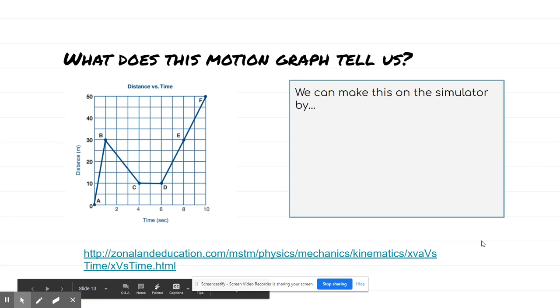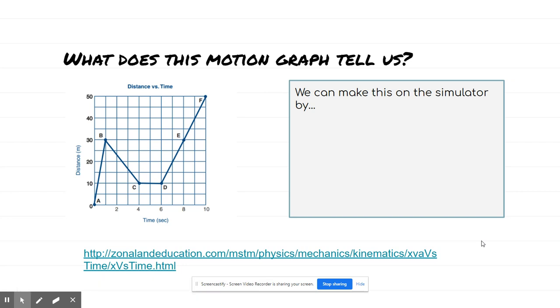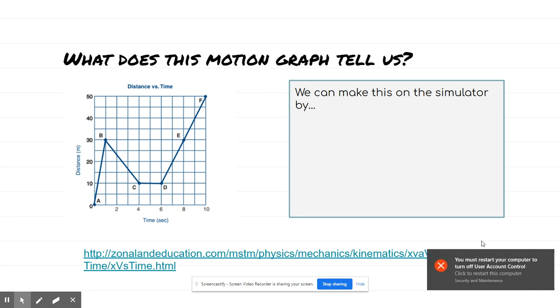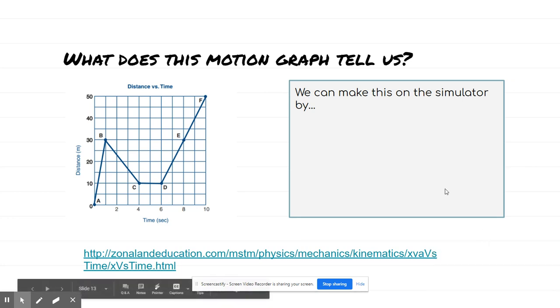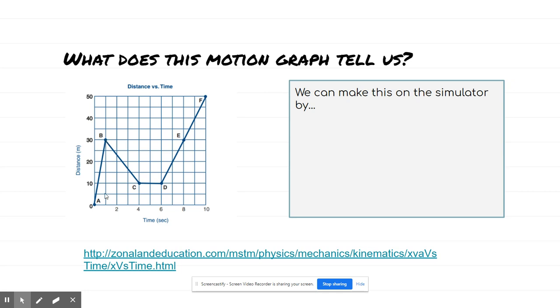All right, and here's the big one of all. Ooh, this one's really tough. I have to tell you guys the truth. I had to do this like 12 times to get it right. Okay, so this one, how can we make this on the simulator? Well, let's take note. They start at the origin and then very quickly go 30 meters in 1 second and then turn right around and a little bit slower, they return toward the origin, 20 meters, and then pause for 2 seconds and then go away from the origin again. All right, so pretty tough. Let's see if we can do it.